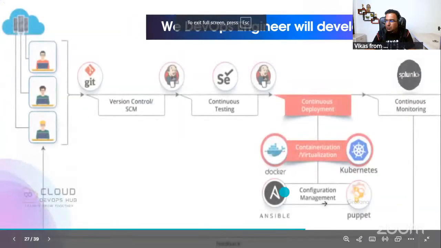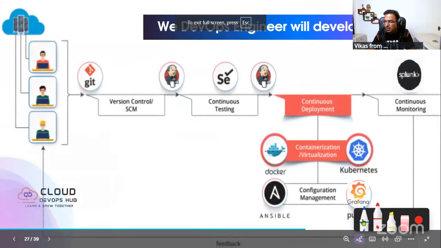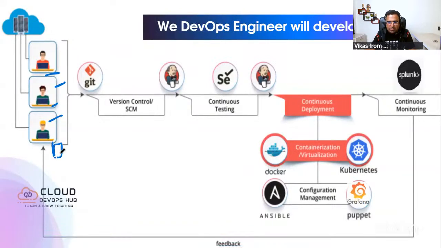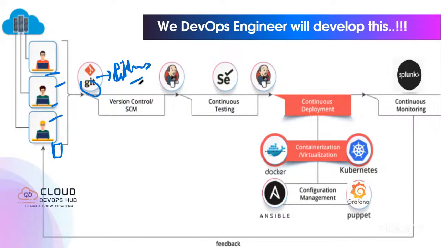As soon as the developer writes the code, the code will be written on the local system first. With the help of the Git tool, the code will be pushed to GitHub. GitHub is a centralized location. Agree? Where the code management will happen is the GitHub location.